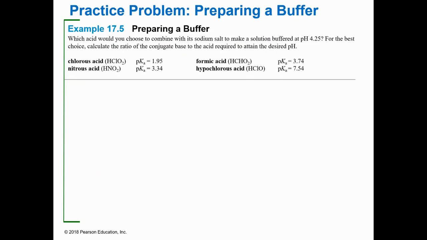All right, so we're preparing a buffer. Which acid would you choose to combine with your salt if you want your buffer capacity to be 4.25? So remember, we want plus or minus 1 from this. So that gets rid of chlorous acid, but also hypochlorous acid. So we're looking at those two. I'm going to say the best one is going to be our formic acid, and that's because it's the closest.